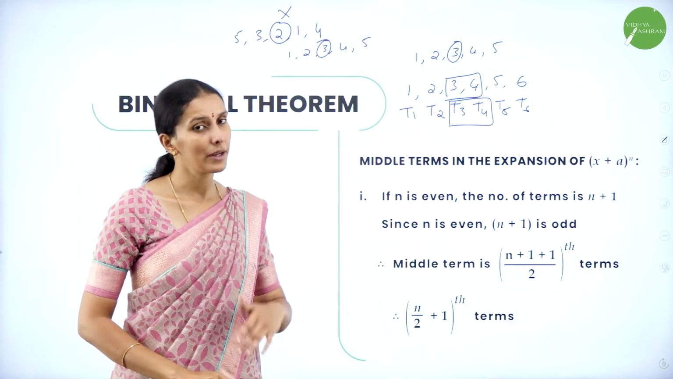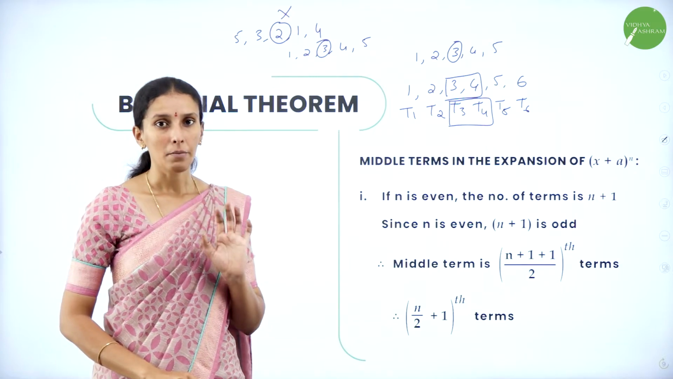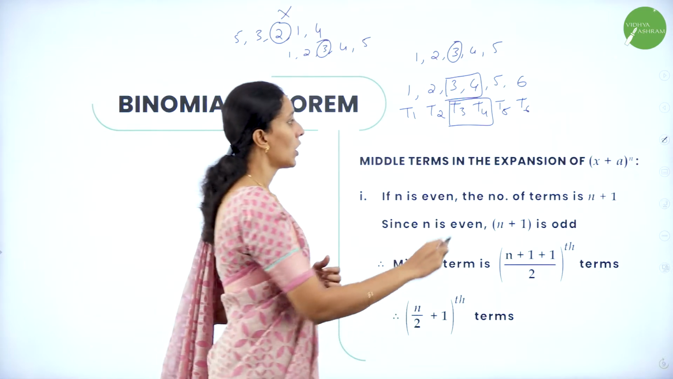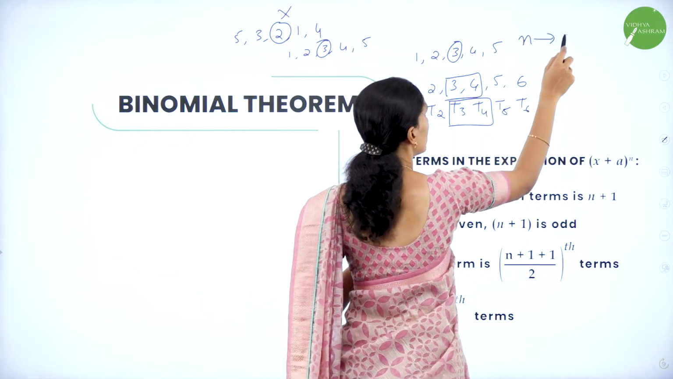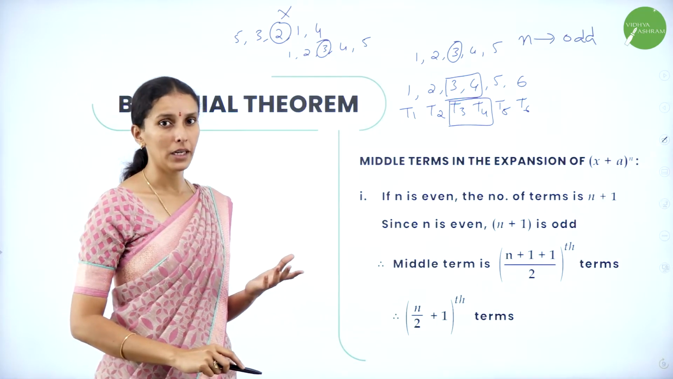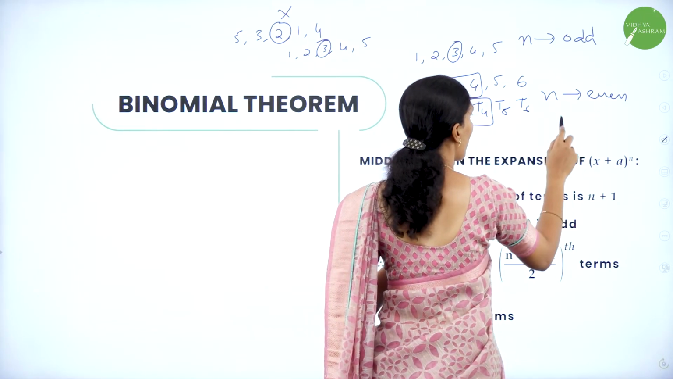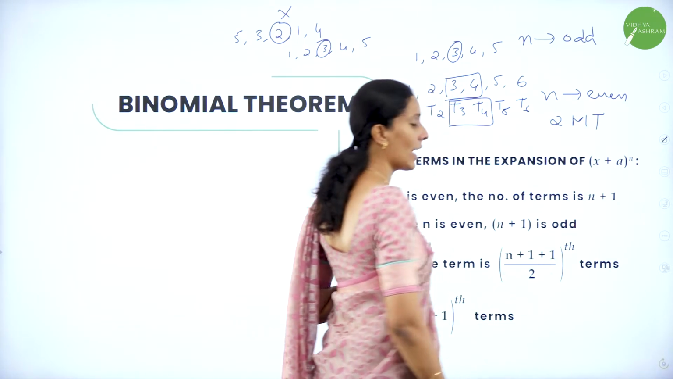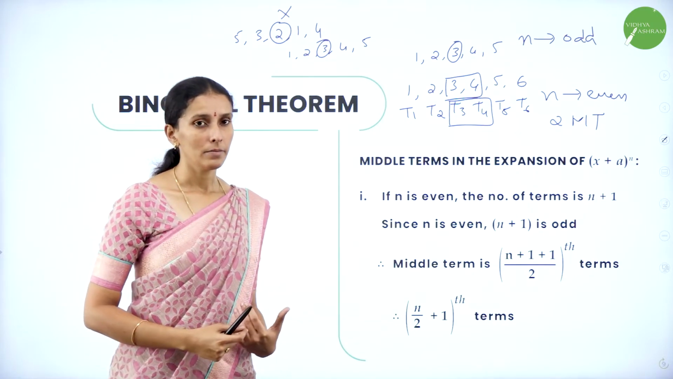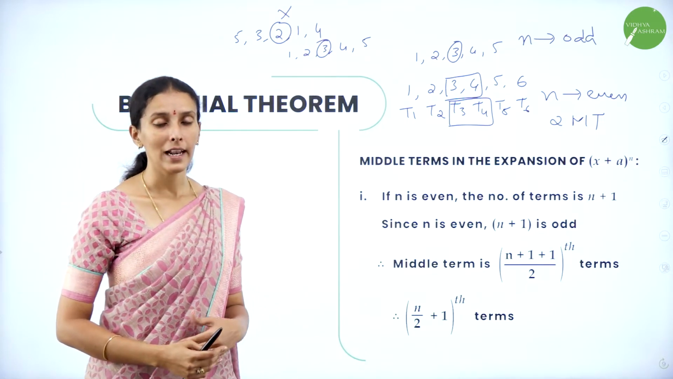Why am I writing T1? Because every term in the binomial expansion is represented in the T(r+1) form. So therefore, if this is the case, when n is odd, it is easy to find the middle term. But when n is even, we have 2 middle terms. So let us find those middle terms in different binomial expansions.